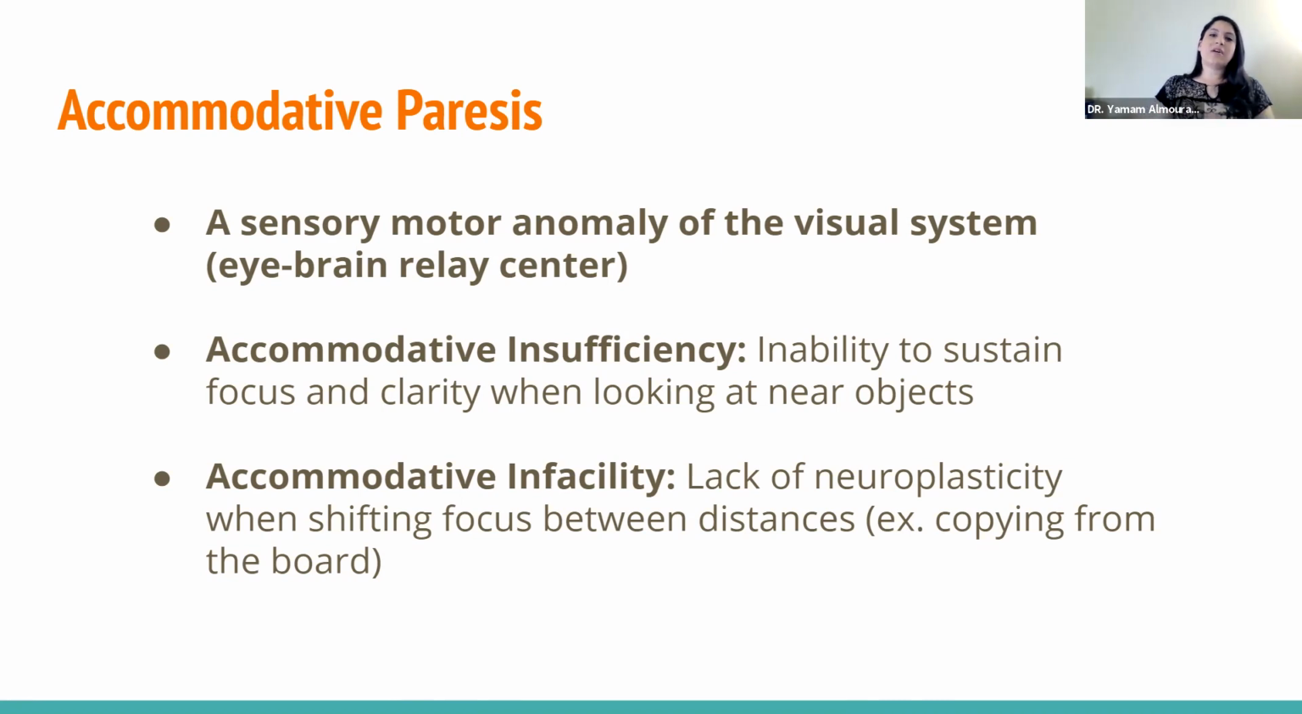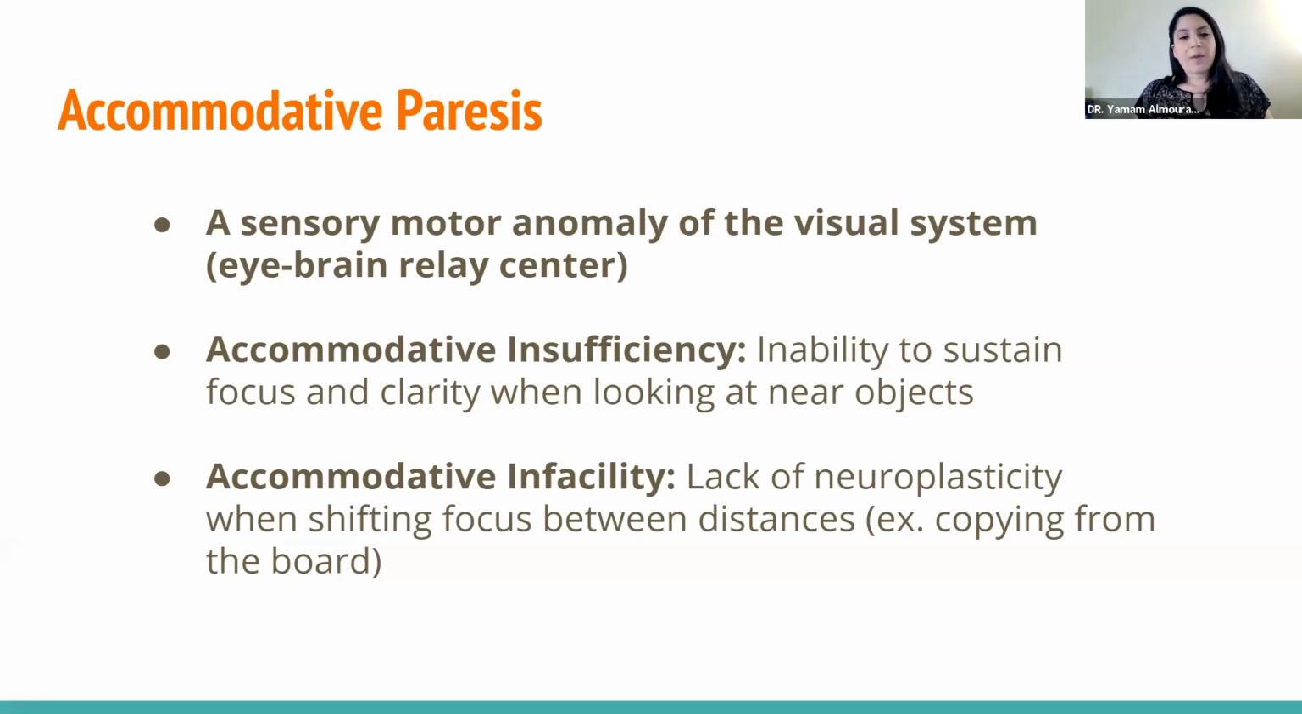The first one is called accommodative insufficiency, and that is the inability to sustain focus and clarity when looking at a near object. And so that could look like intermittent blur for a patient. They can clear it at some point, but sometimes it just goes blurry. They don't know what's making it blurry and what's making it clear. It just, maybe they look away for a minute and come back and it's okay, or they blink, but it's inconsistent.